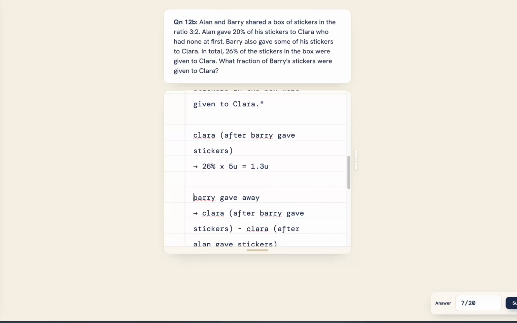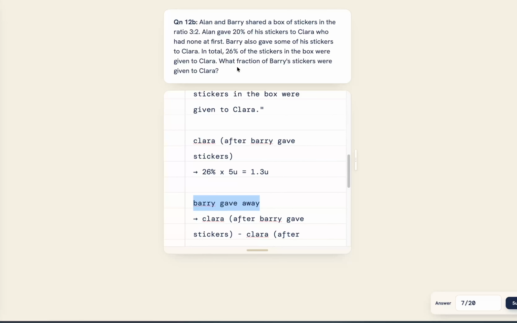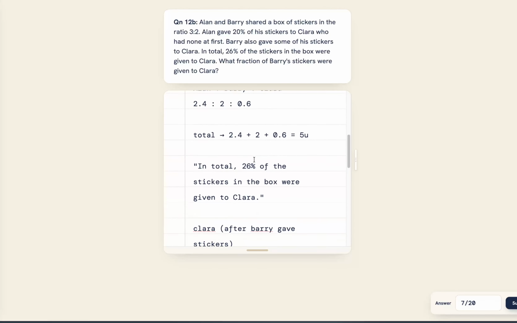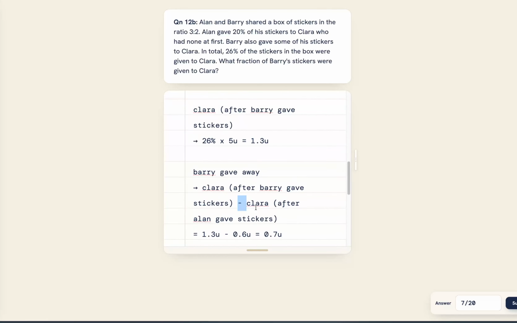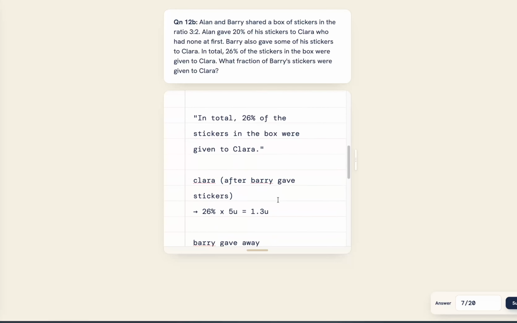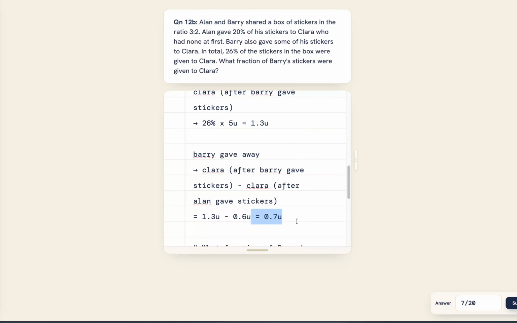Then from there, how do we know how much Barry gave away? Because that's what the question is asking. So we just get Clara after Barry gave away, which in this case is 1.3 units, minus Clara after Alan gave the stickers to Clara, 0.6. And this will give us 0.7 units.